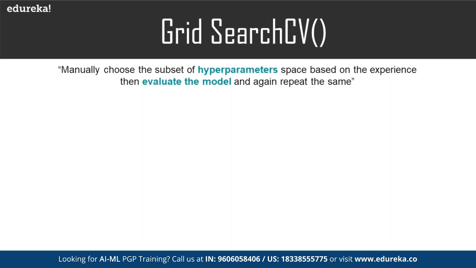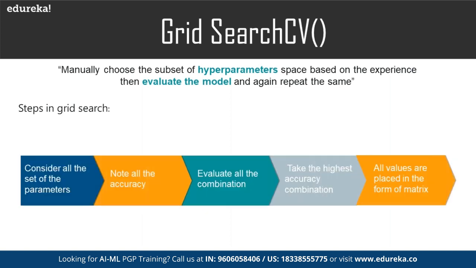results. Here it is again manually chosen, but instead of choosing one hyperparameter or another one, we get to choose a subset of hyperparameters. So we actually move grid-wise here. We consider the set of parameters that are needed, and we note all the accuracies yielded with the different sets of parameters, and we evaluate them by combining all of them, and then we take the highest accuracies from the combination.